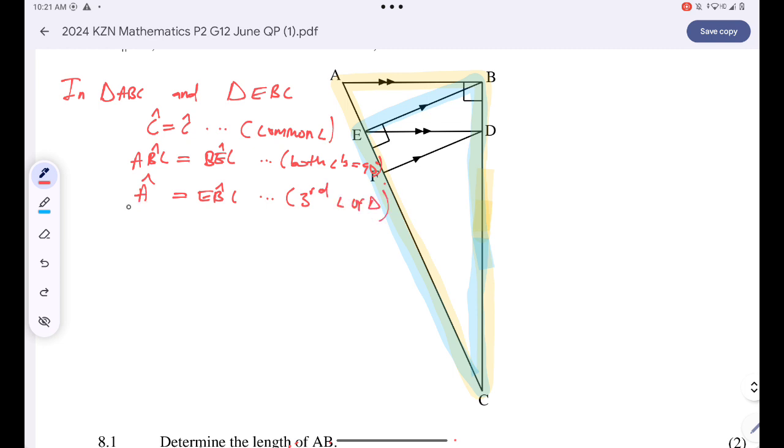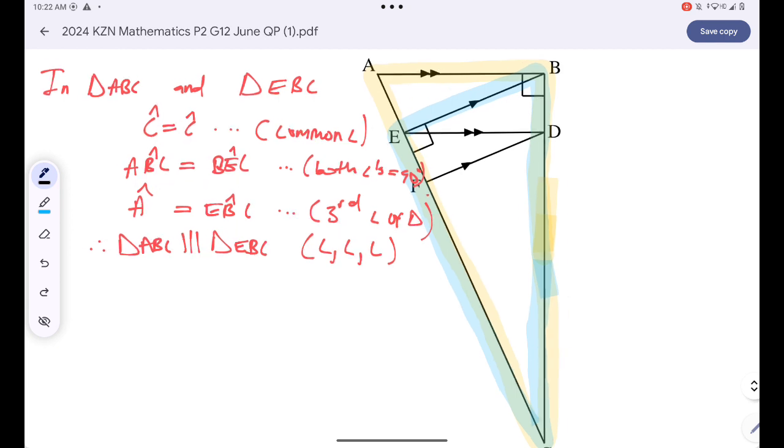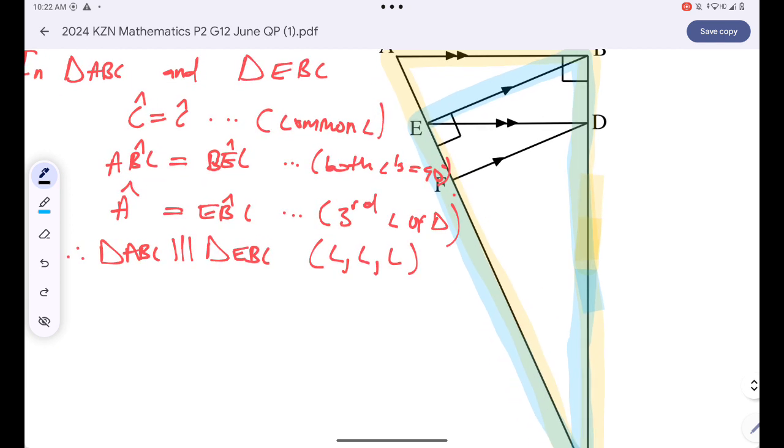I can therefore conclude that triangle ABC is similar to triangle EBC. This is angle, angle, and angle. The theorem, guys, simply states that if two triangles are equiangular, that means those triangles are similar, and hence the corresponding sides are in the same proportion.